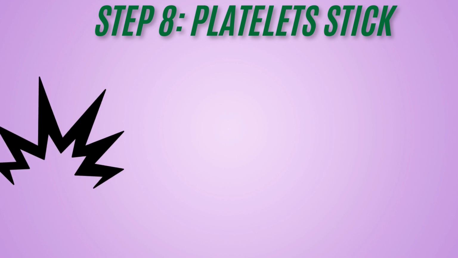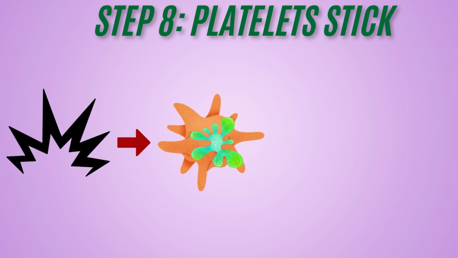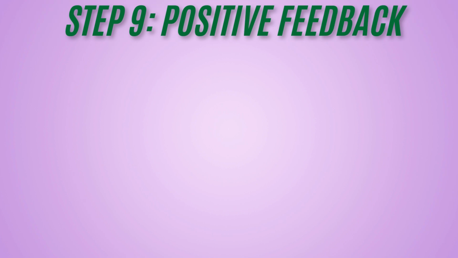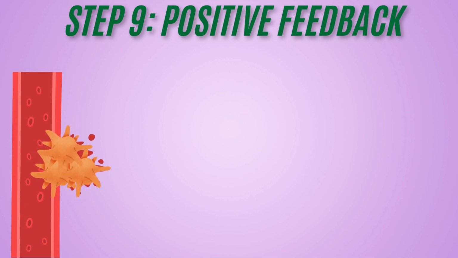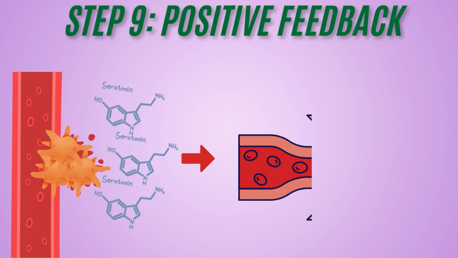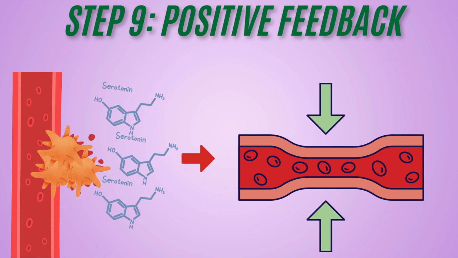Step 8. Platelets stick. This cascade makes platelets sticky, allowing them to adhere to the exposed collagen in the damaged blood vessel. Step 9. Positive feedback. Once platelets start sticking, they release serotonin, a chemical that causes vascular spasm. This tightens the blood vessels to reduce blood flow. This is a positive feedback loop, meaning more platelets keep coming to the site.